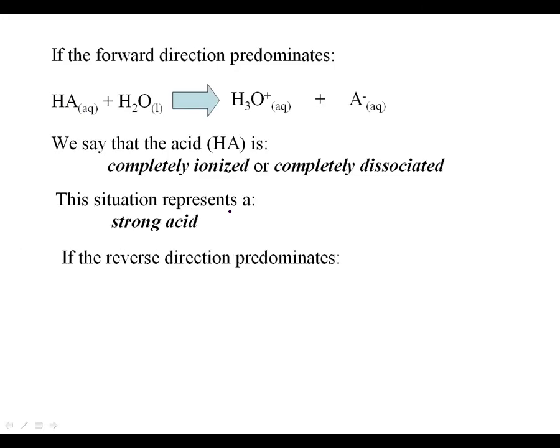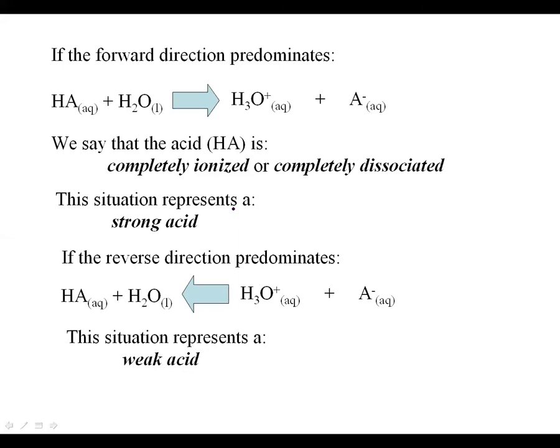So this we talked about as well. Again, this is basically what we're talking about. If the forward reaction predominates, it's basically going to be a one-way street like your hydrochloric acid. 100% of it is heading to the right, and you get H plus and Cl minus.